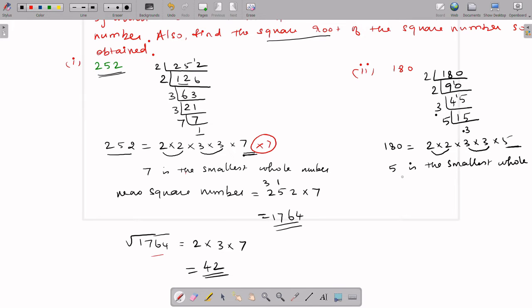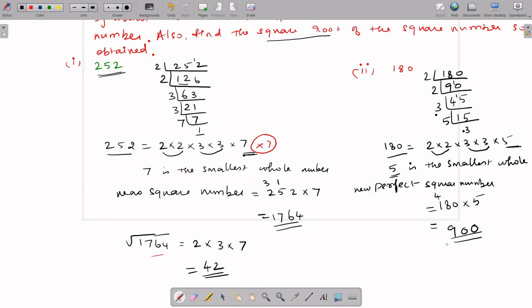Okay, 5 is the smallest whole number which is multiplied to the given number to make the perfect square. So the new perfect square number is equal to 180 multiplied by this 5. So you have a 0, 5 8s are 40, 0, 4 is there, 1 5 is a 5, 5 plus 4 is 9. So 900 is the new perfect square number.